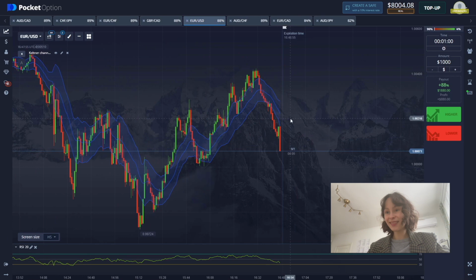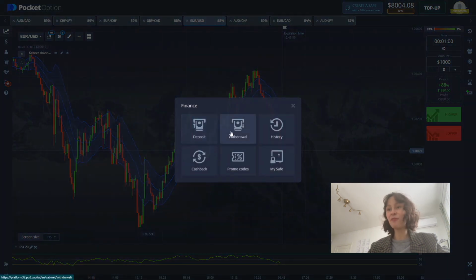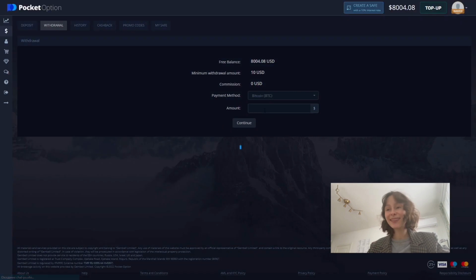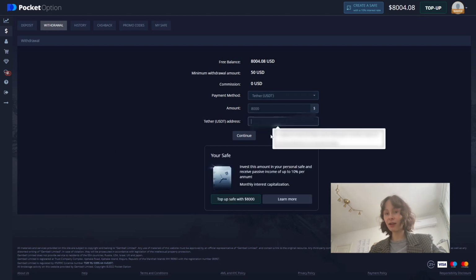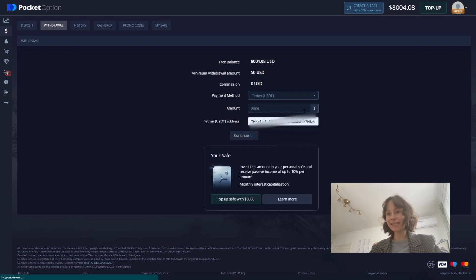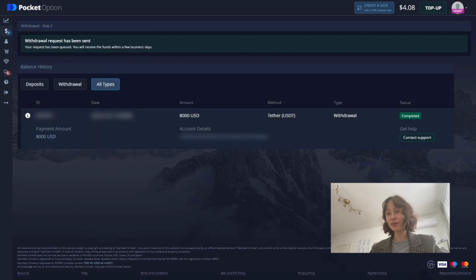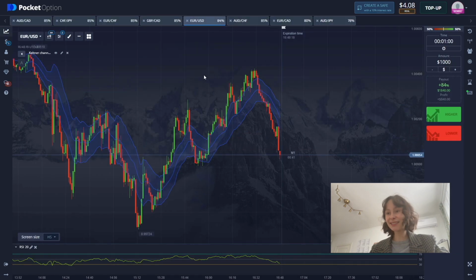So the deal is profitable, $8,000 on the account. I'm really content with this result. Let's get to the withdrawal. We're going to withdraw $8,000, pressing continue. Everything is okay. The withdrawal is successfully processing. Still have $4 on the account. I'm going to add a screenshot.